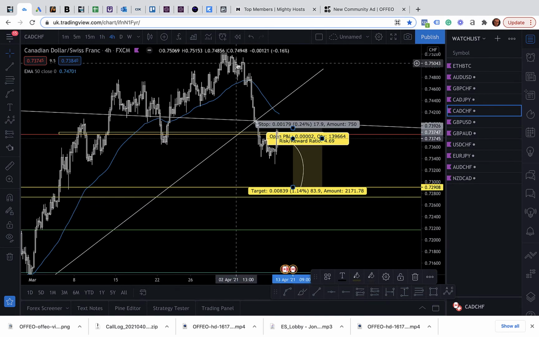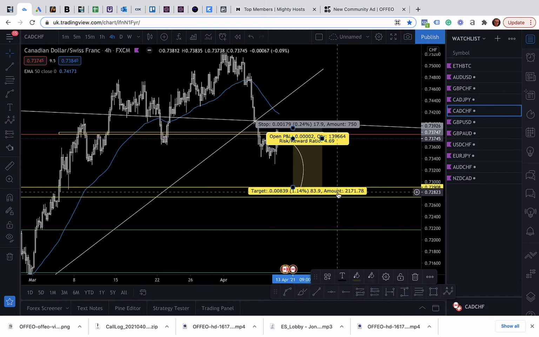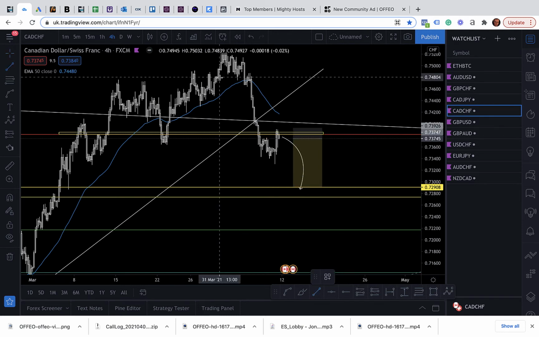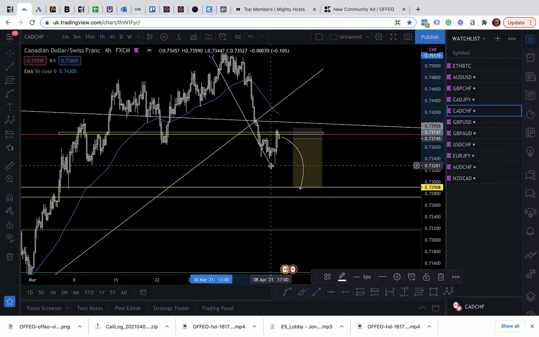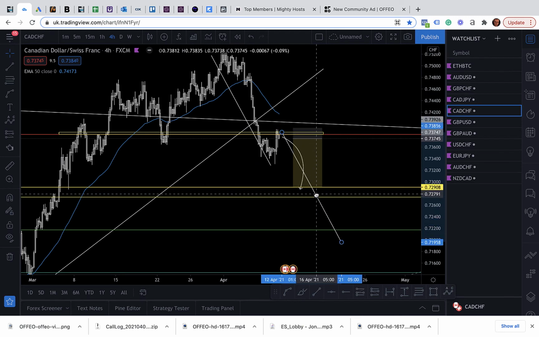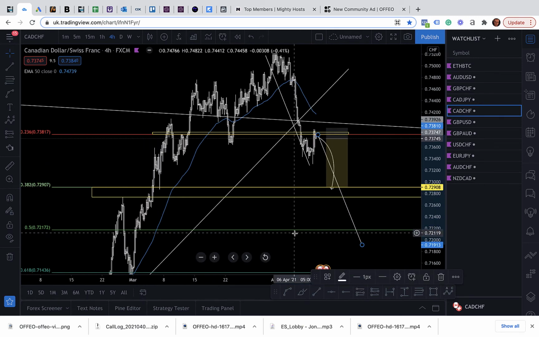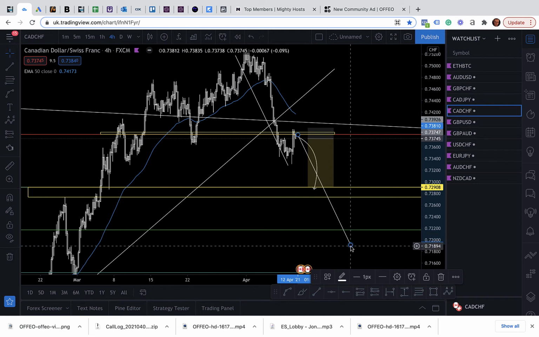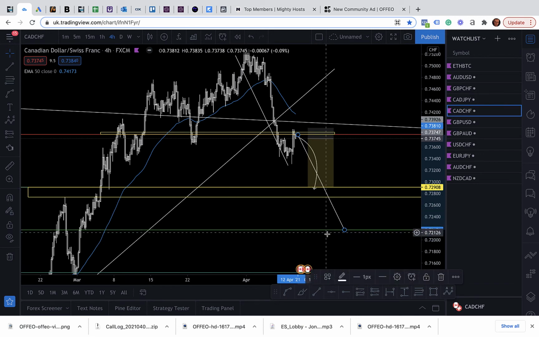Nice ABC, A, B, C back down to the 0.72900 handle. But if we watch this, this is typically what normally happens. If you take this trend line here and we copy it, this could potentially be what happens. So if I just push this up ever so slightly, we could even see price come all the way down to the 0.72100 handle if we break this level here.